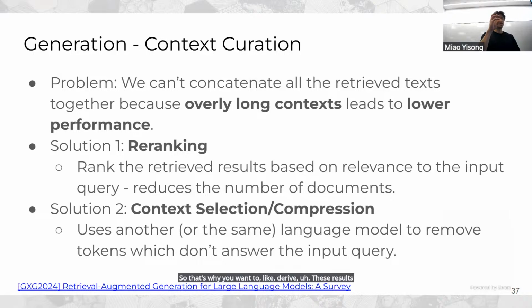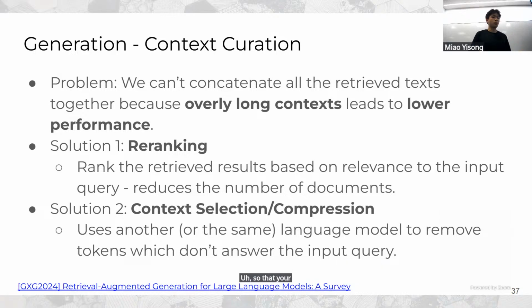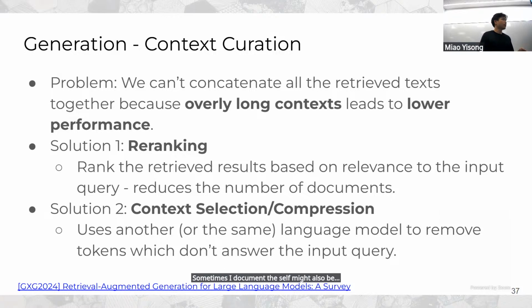And pick the top K, the number of relevant documents, so that your LLM context length wouldn't explode. But the thing is that even with re-ranking, even if we just take the top one document, sometimes that document itself might be too large for the context length to handle. And so that's when you implement context selection and compression.